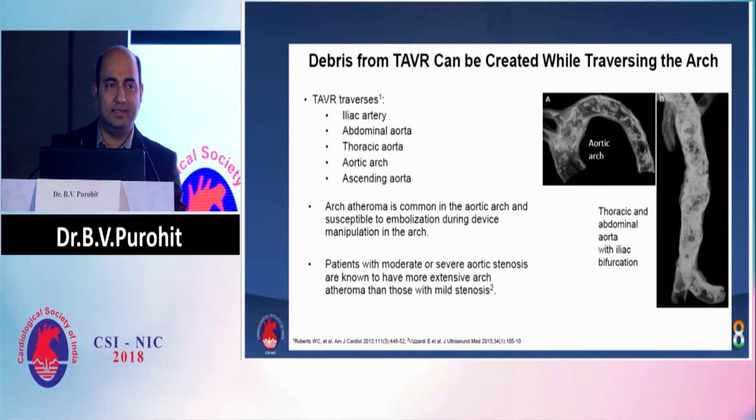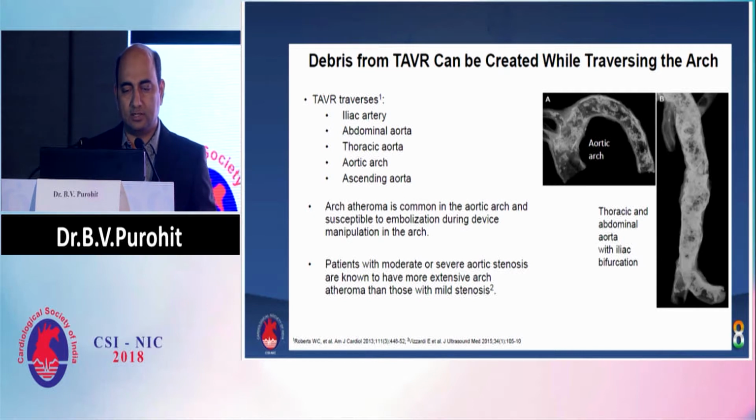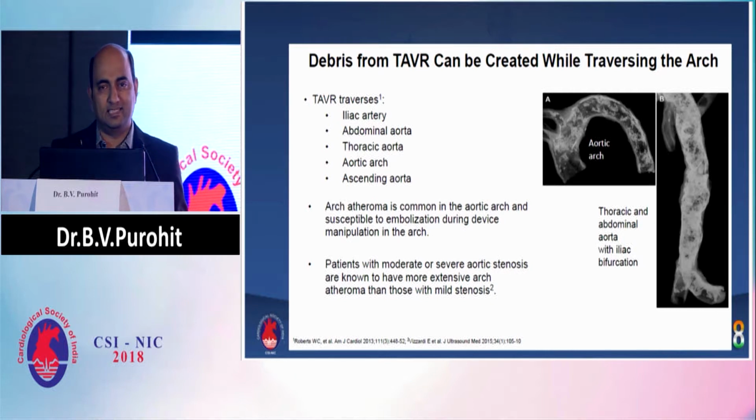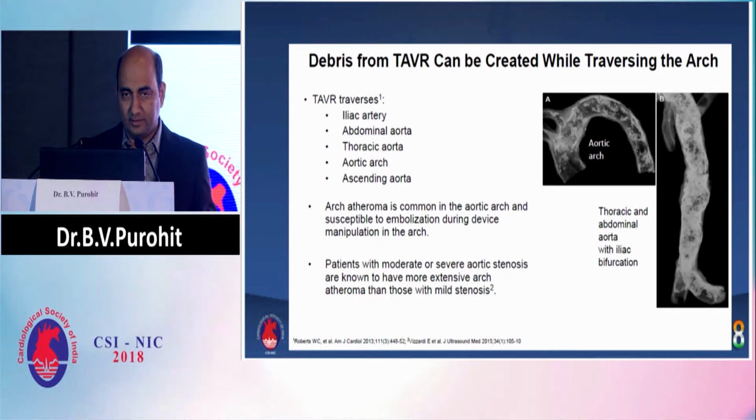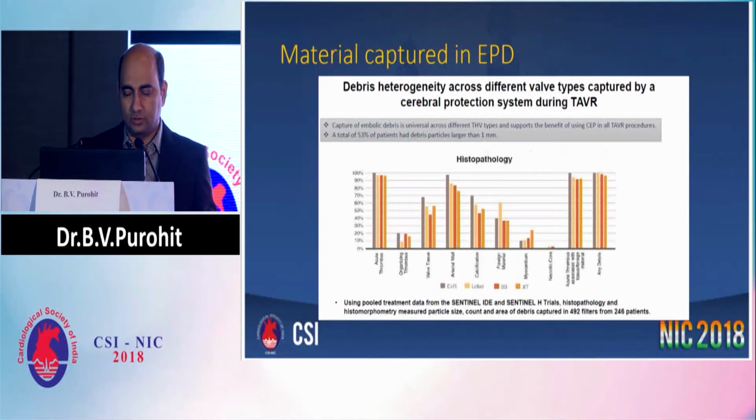It is from the entire region through which our valve is traversing, starting from the iliac artery to the abdominal aorta, thoracic aorta, aortic arch, ascending aorta, and then finally when we go across the valve and expand it, balloon dilate it, and do the post dilatation, these debris and atheroma and other materials go and then give rise to a stroke in this patient.